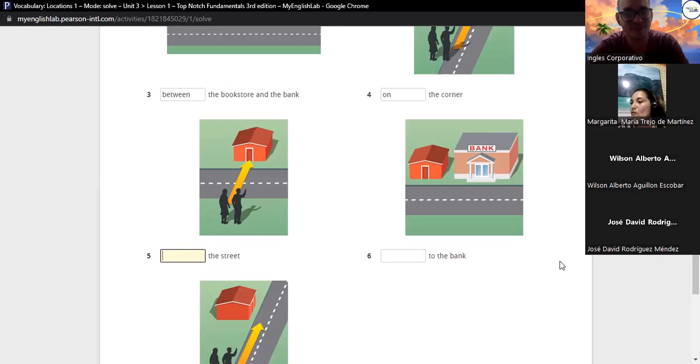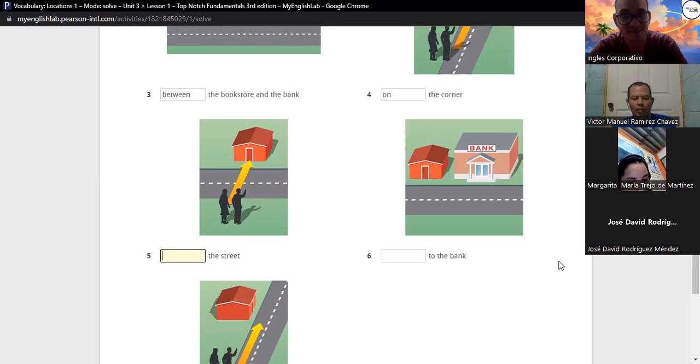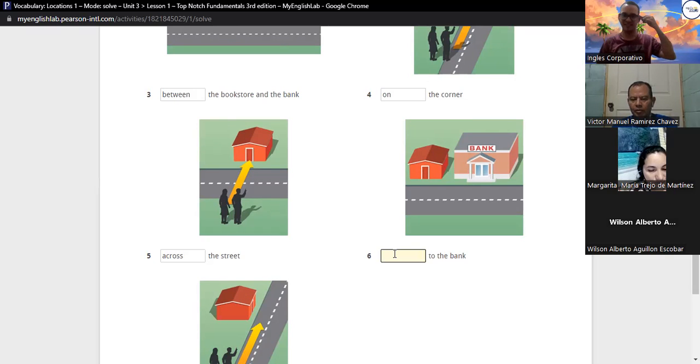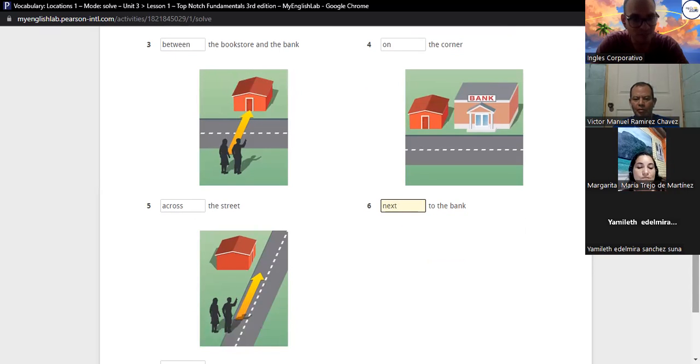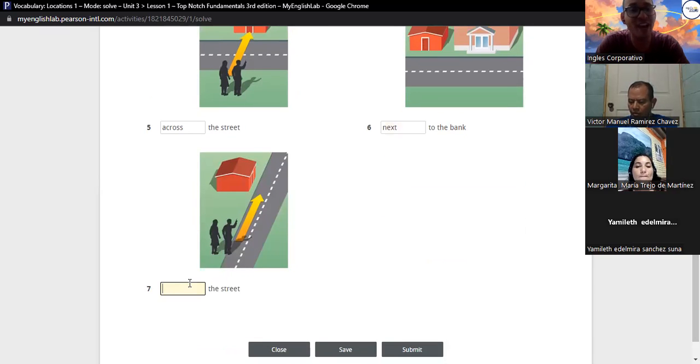In front of? No. What is the location? Look at the picture and tell me what is the location. Across. Okay, tell me what is the location. On the left. No. Near. I will use near, but next, yes, you can use next to. Next to the bank. Now, next one. What is the location?